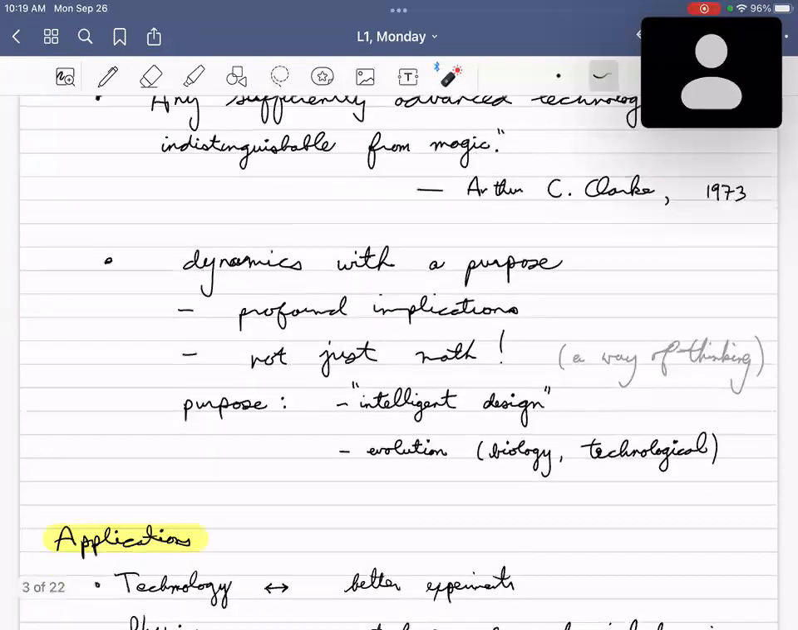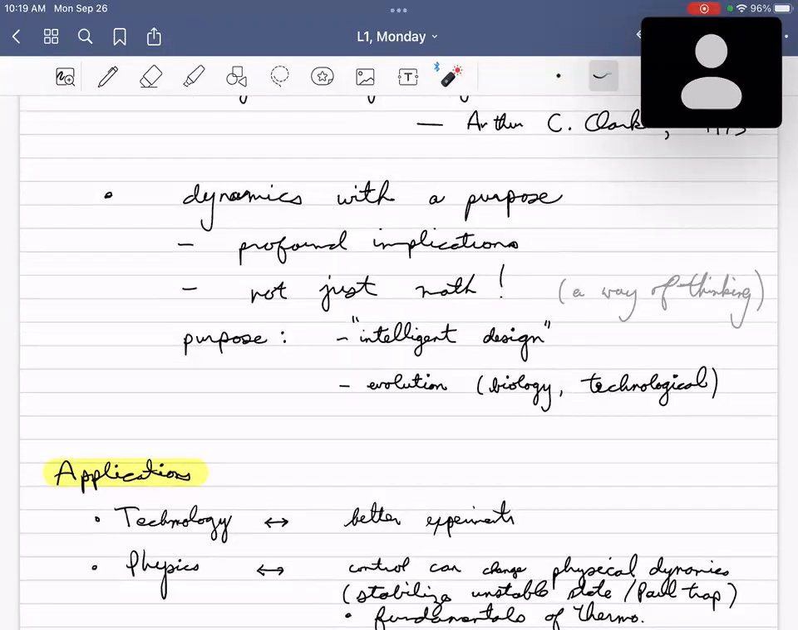By purpose, one can mean that there's, quote, intelligent design, where somebody is designing some object and puts in a thermostat to regulate temperature, and that's all done by some supposedly intelligent designer. And more subtly, purpose can also come in through evolution, both technological evolution, so that as devices go through different generations, they tend to converge on standard solutions.